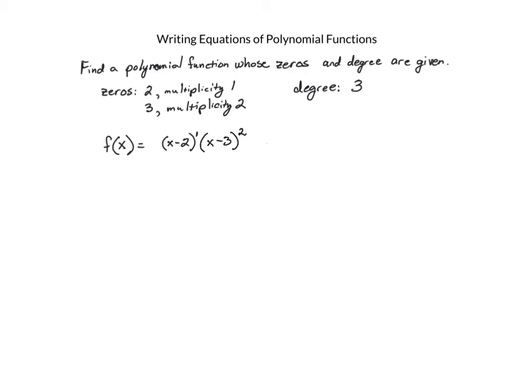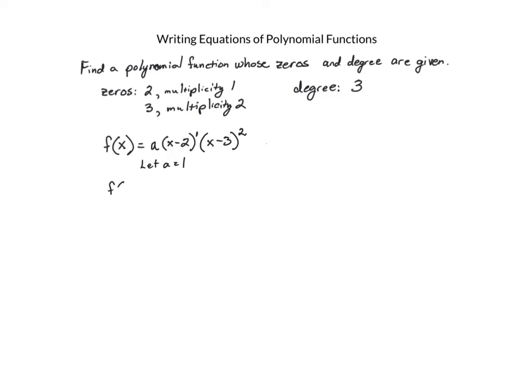What we don't know, again, is what the leading coefficient is. Is that constant a 1 or a 2 or a negative 17? We don't know, but it just says find a polynomial function. So let's let a equal 1 just for simplicity because we didn't have any other information.